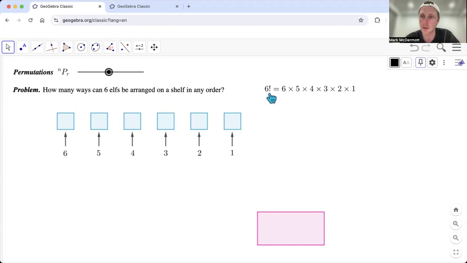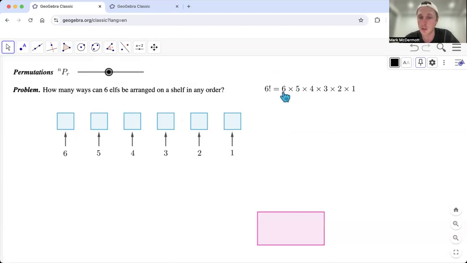Sometimes on your calculator, you might have seen the exclamation mark. So 6 factorial, we would say, is equal to 6 times 5 times 4 times 3 times 2 times 1. If you're wondering why I'm multiplying, I'm going to put a link below for what's called the multiplication principle in combinatorics, so definitely go have a look at that. But basically, there are 6 factorial ways to arrange those 6 elves on the shelf.